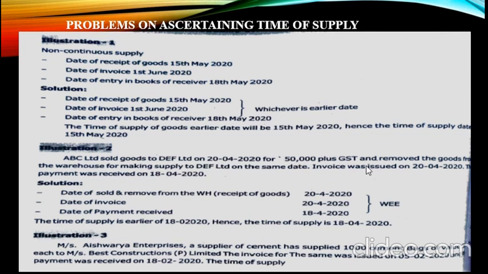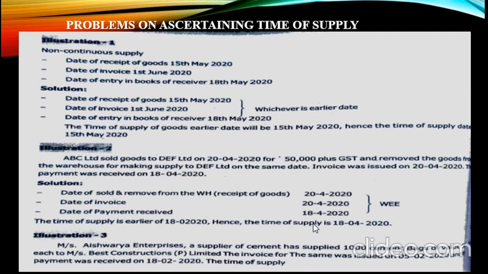Then the invoice date is the next item. So the invoice date is 20th April. So we will write the date. Next, the payment was received on 18th April. So when was the payment received? 18th April. So among these three situations, which is earlier? 18th April is earlier. So the time of supply is the earlier date, 18th April 2020. Hence the time of supply is 18th April 2020.